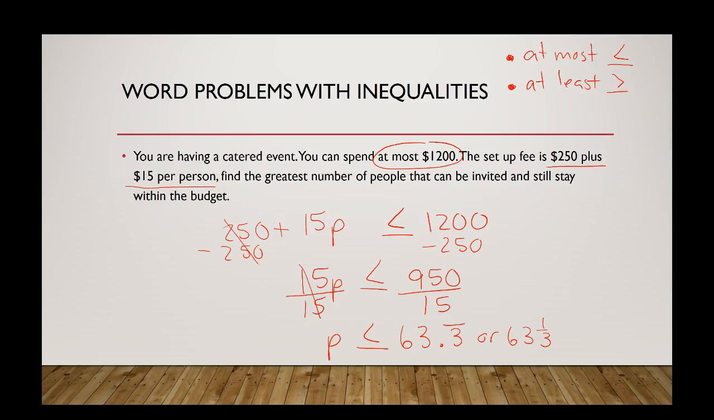So to answer the question, it says find the greatest number of people that can be invited and still stay within the budget. Obviously, we're not going to invite 1/3 of a person, so I can't invite 64 because my number isn't high enough to invite 64. So the max number of people, the greatest number of people that I could invite would be this whole number of 63. So 63 people could be the max that I could invite and stick within that $1,200 budget.